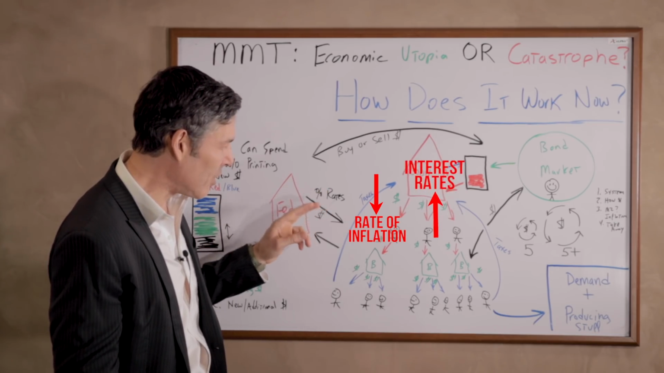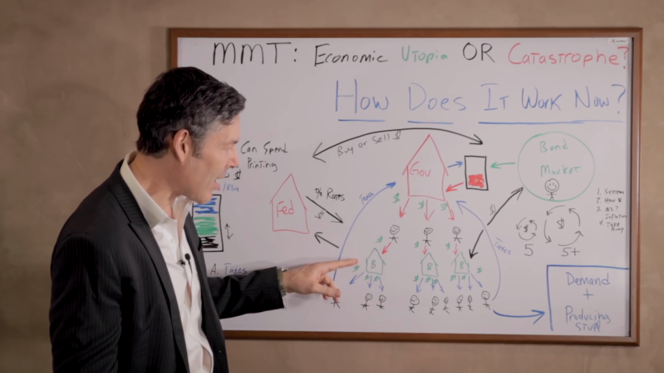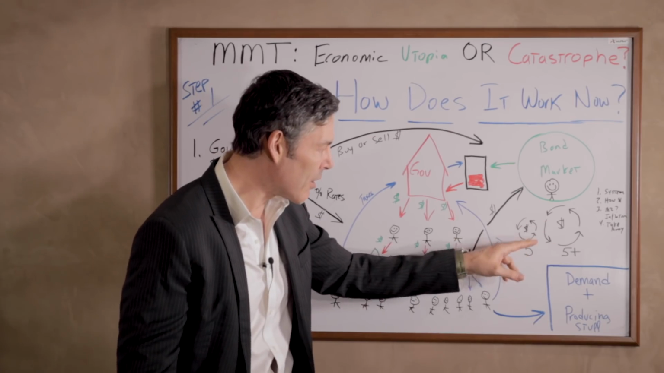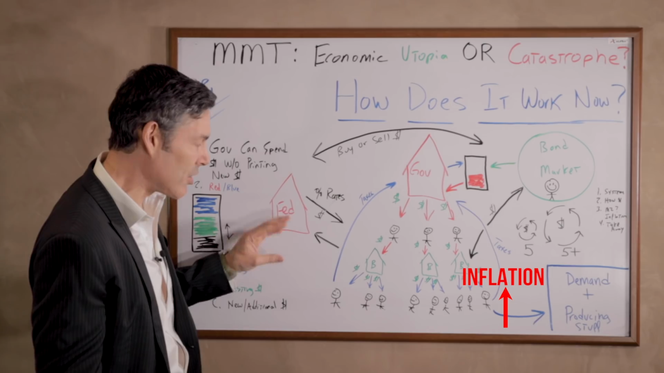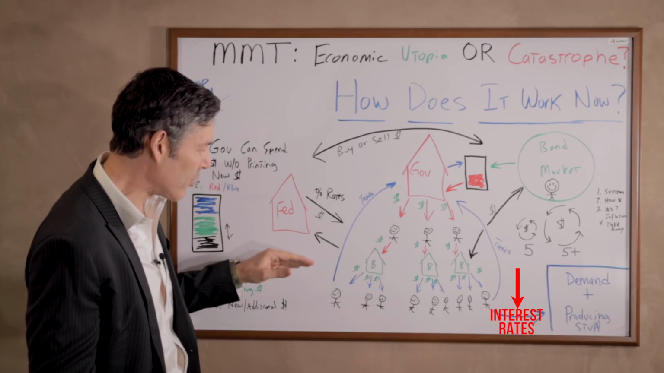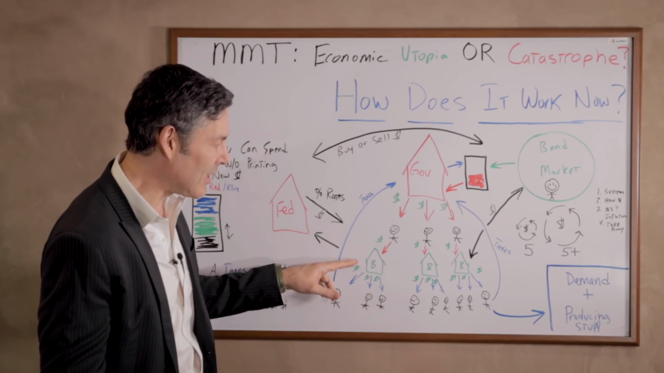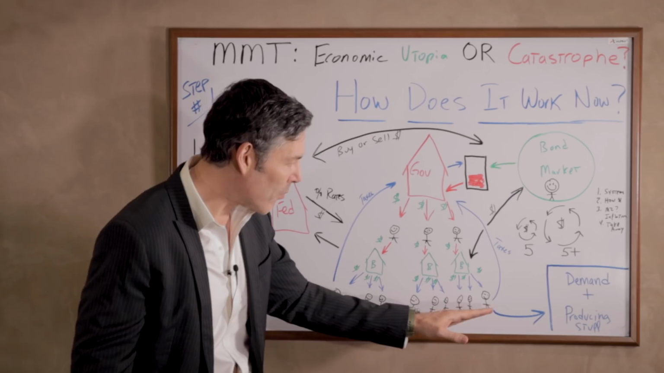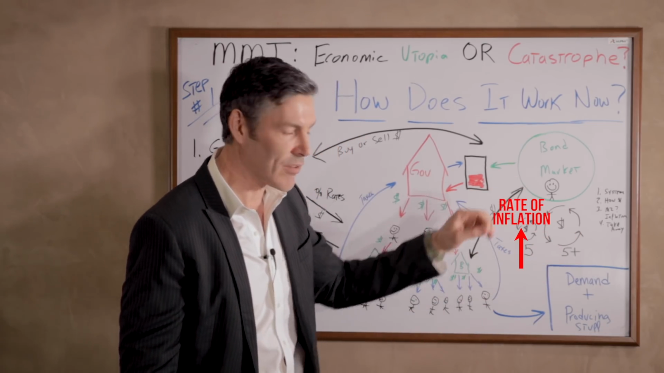If they increase interest rates, that means the banks are going to lend less. That means less money circulating in the economy. That means lower inflation. If they want to raise inflation, they just do the opposite. They lower interest rates. That makes it easier for banks to lend. If it's easier for the banks to lend, then there's more money going to the people, more money going into the economy, circulating at the same rate. That increases the rate of inflation.